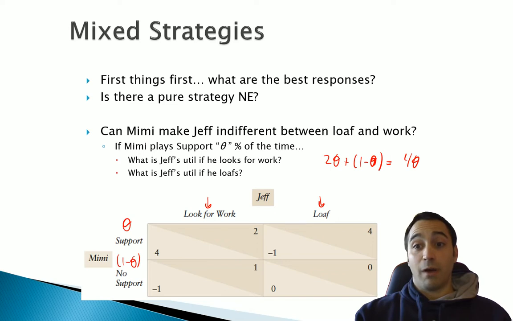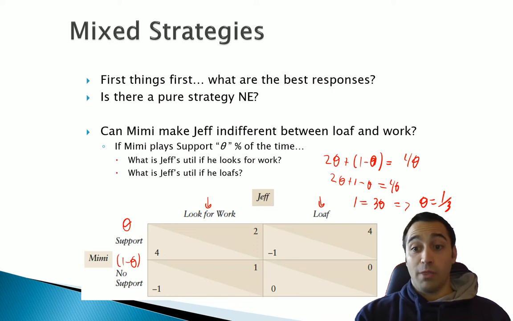Now all we have to do is solve out for our theta. If I do it correctly, you'll note that we have 2 theta plus 1 minus theta must equal 4 theta. Therefore, 1 equals 3 theta. Therefore, theta equals 1/3. This means if Mimi chooses to support Jeff 1/3 of the time, Jeff will not care whether he looks for work or not. Let's see if I did it right.